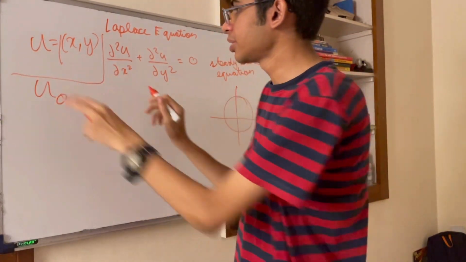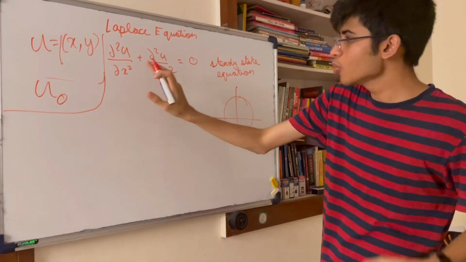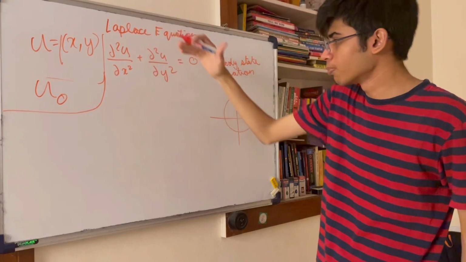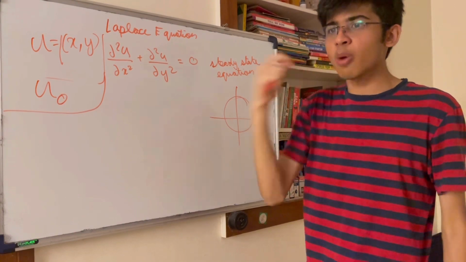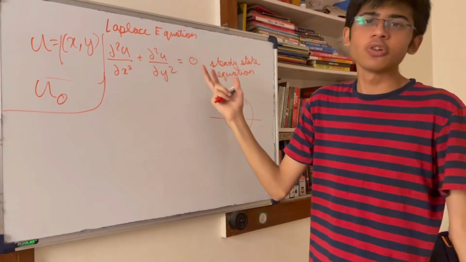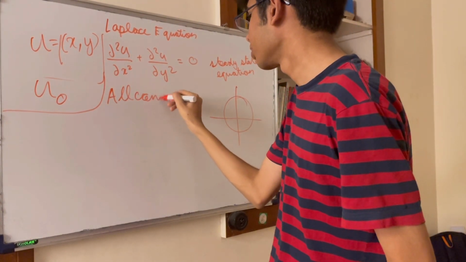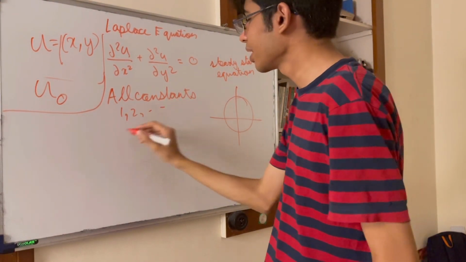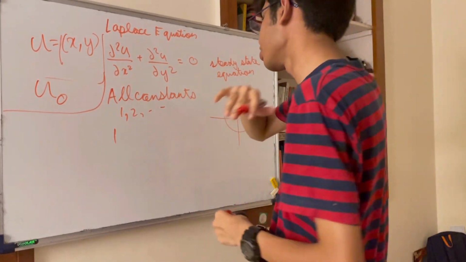If I were to guess some solutions, what would satisfy ∂²u/∂x² + ∂²u/∂y² = 0? One thing I can think of at the top of my head would be all constants, because the derivatives of constants would be 0, and so 0 plus 0 would be 0. So all constants would satisfy, 1, 2, 3, etc. But let's take 1 as an example, just to keep it small to understand. So all constants satisfy it.